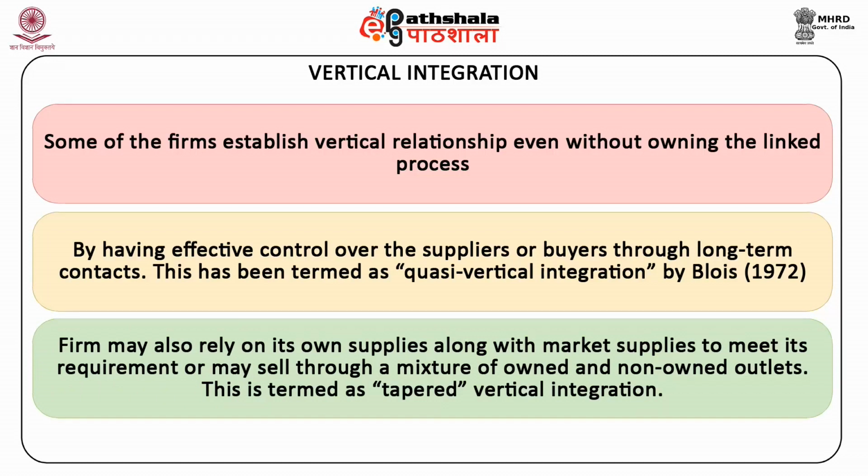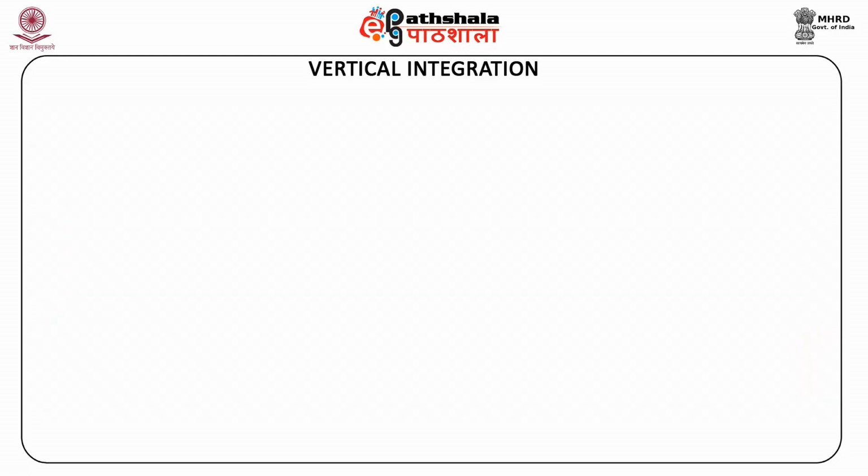A firm may also rely on its own supplies along with market supplies to meet its requirements, or may sell through a mixture of owned and non-owned outlets. This is termed tapered vertical integration. The stages of the production process which are to be integrated depend on the technological and production function of the concerned industry. The vertical chain for the oil industry is shown through this example.